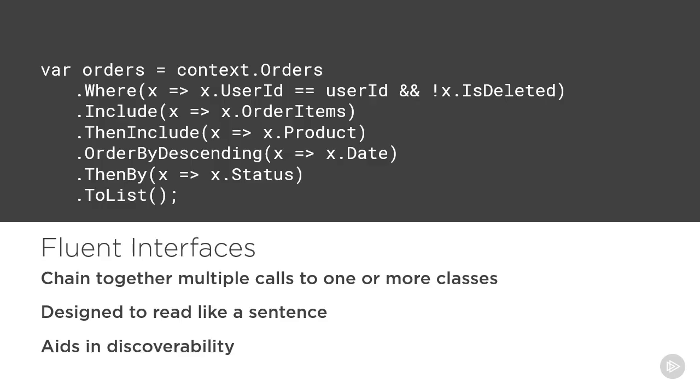They're built this way to aid in discoverability by the developers using the system. For instance, when building a LINQ query like this one, I can't call the thenInclude method without first calling include, and I can't call thenBy without first calling some form of order by. At each step, only valid choices are presented because the only methods you can possibly call are those that are exposed by the type returned by the previous method in the chain.